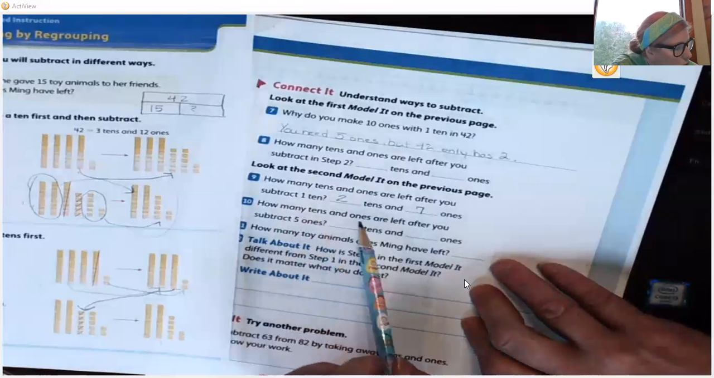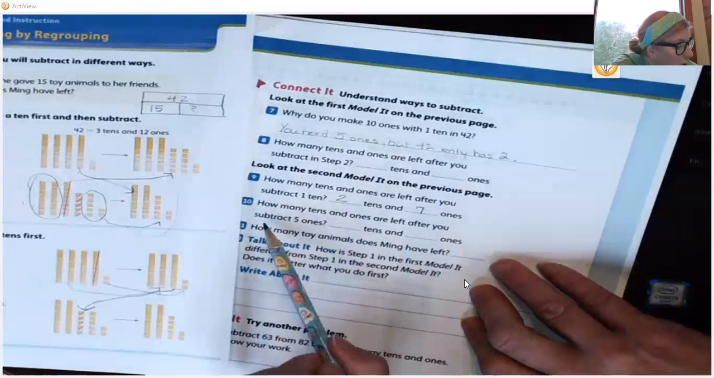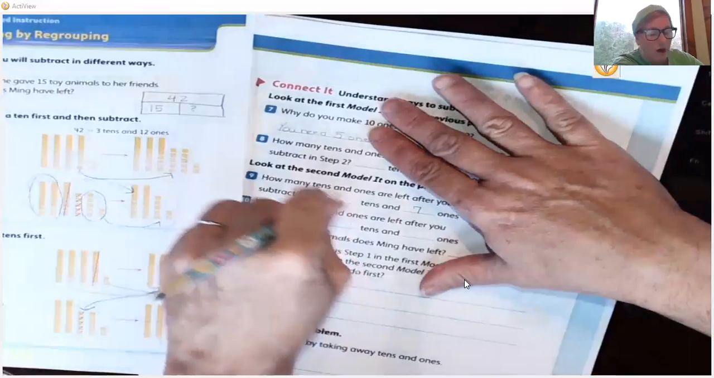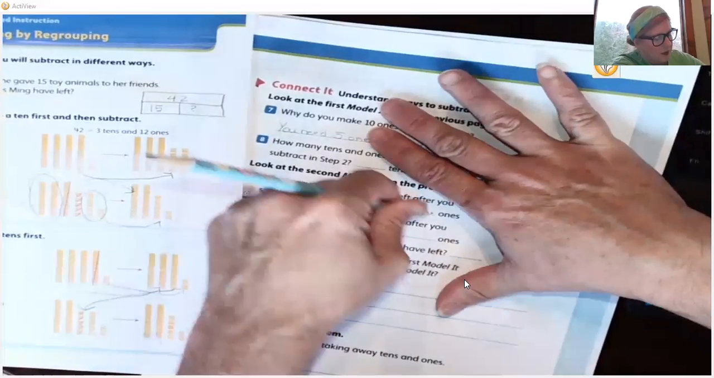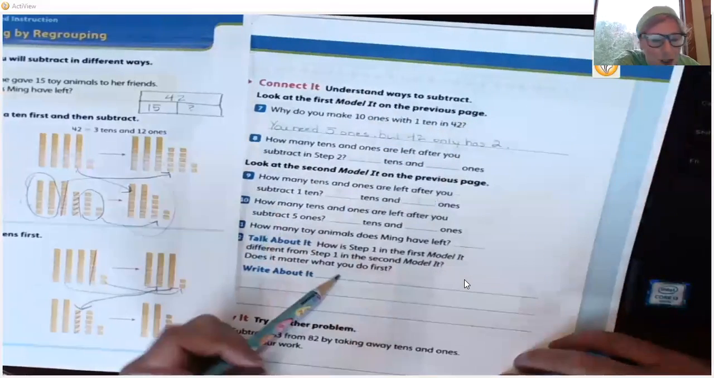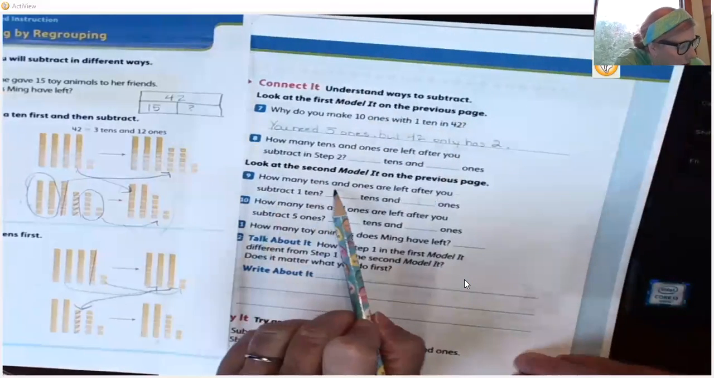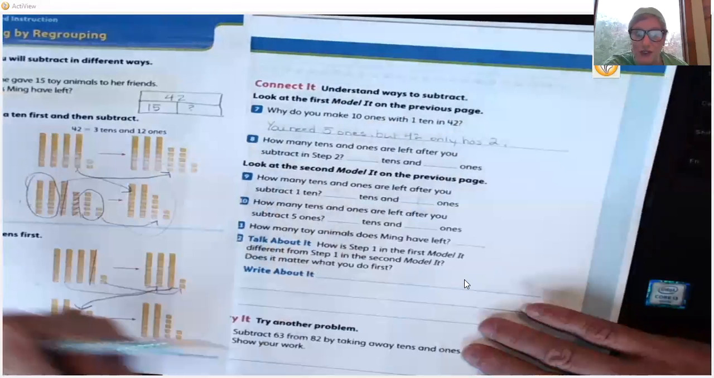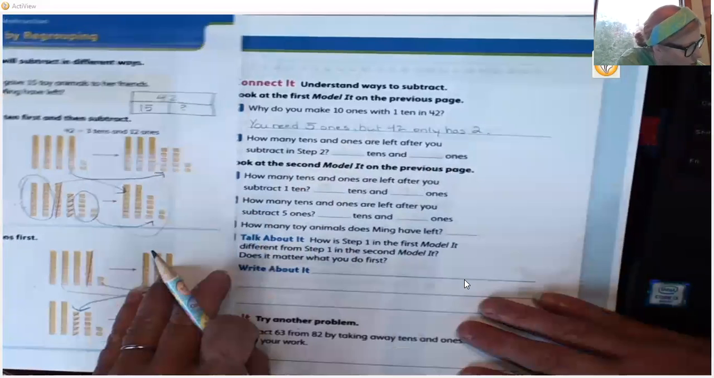How many 10s and 1s are left after you subtract 5 1s? Oh wait, excuse me. My bad. I blanked out back there. All right, let's go back to number 9. How many 10s and 1s are left after you subtract 1 10? I was just jumping to the end, wasn't I? Ready to just move on.